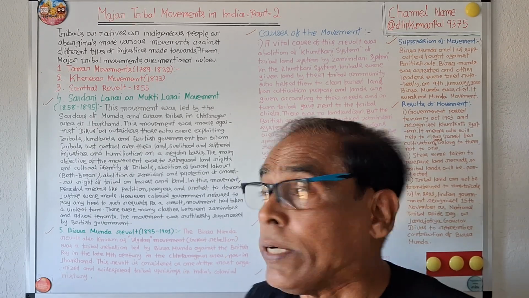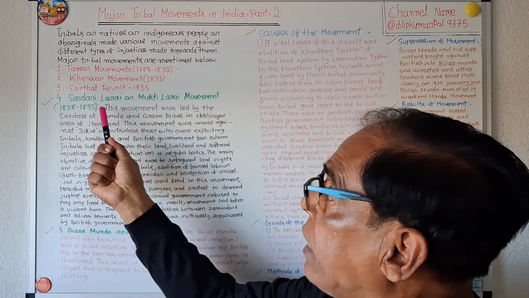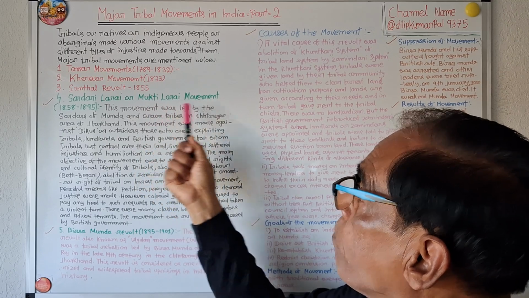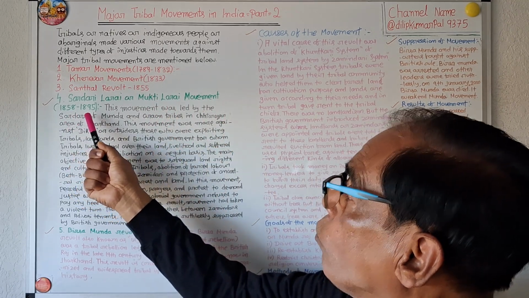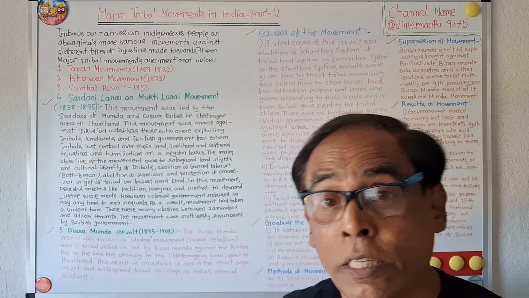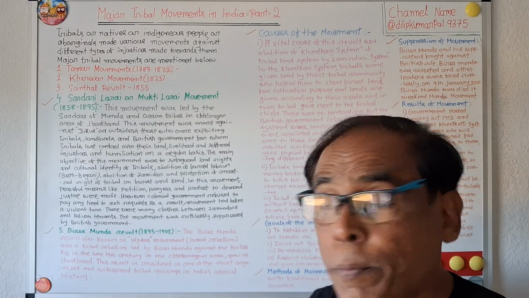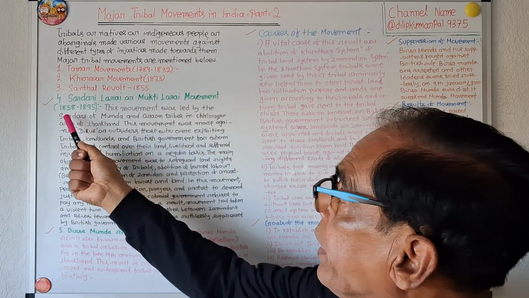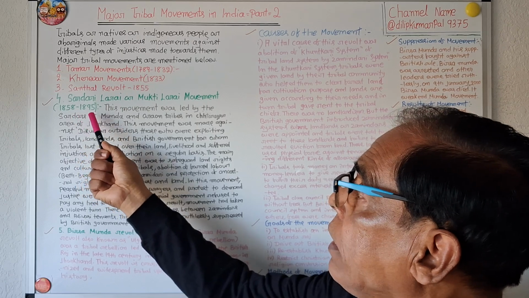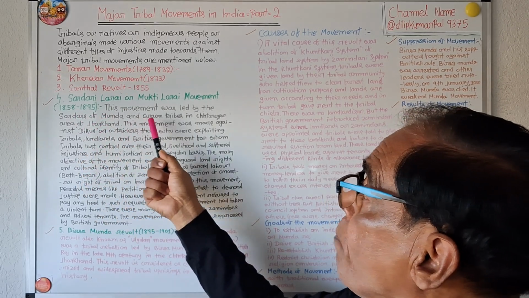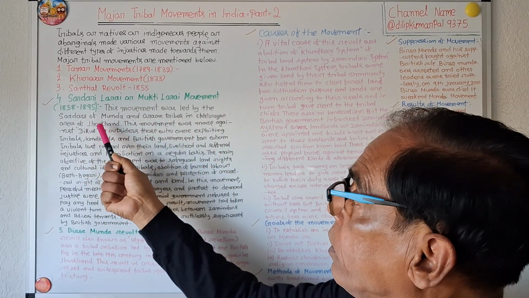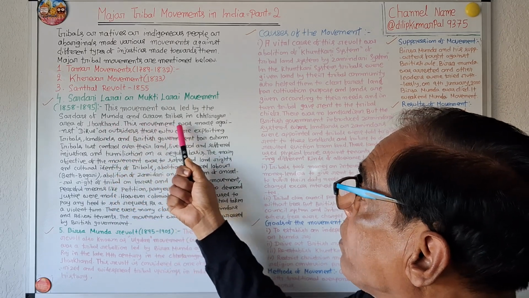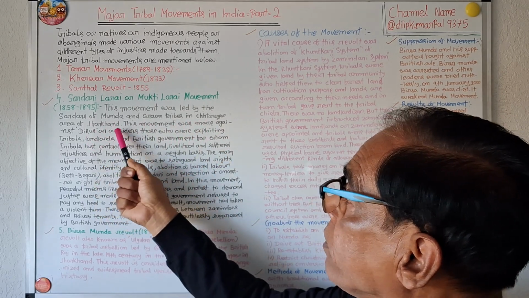The fourth important movement is Sardari Larai or Mukti Larai movement, 1858 to 1895. This is the fourth movement. So what is this movement? Sardari Larai or Mukti Larai movement, 1858 to 1895. This movement was led by the Sardars of Munda and Oraon tribes in Chotnagpur area of Jharkhand.